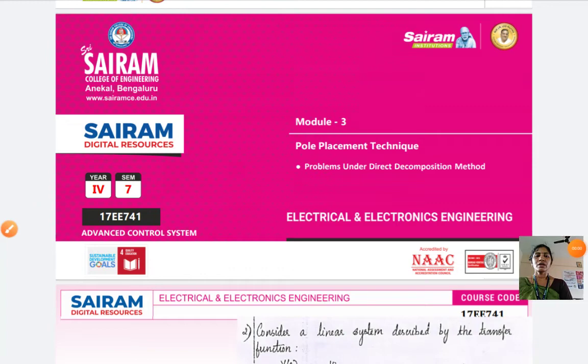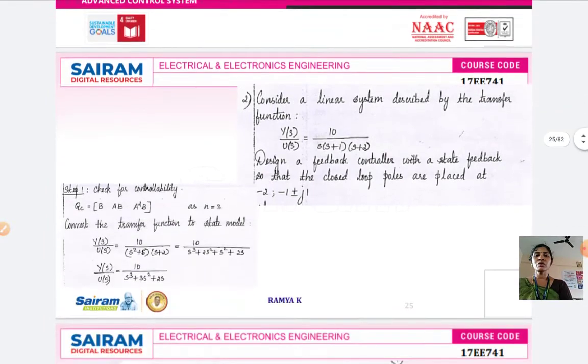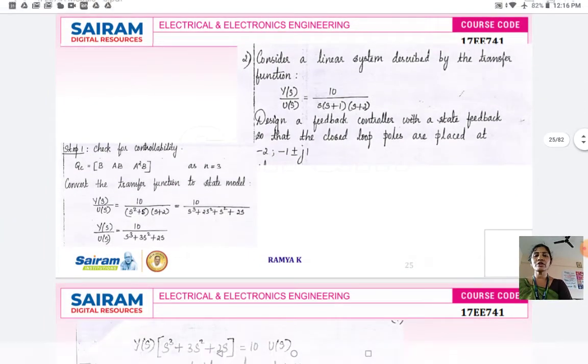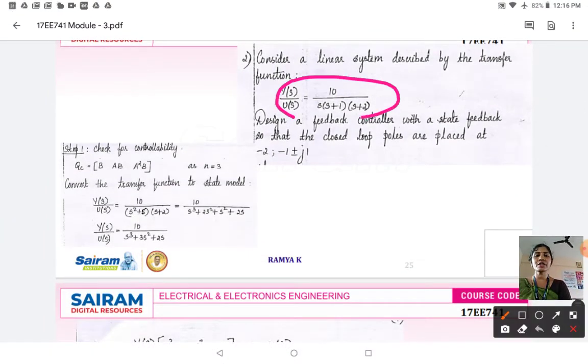Good morning students. In the previous class we solved one problem under the direct decomposition method, where the matrices A and B were directly given in the problem. Now we will see one more problem whose matrices are not given. Instead, they have given a transfer function, that is, y of s by u of s is equal to 10 divided by s plus 1 into s plus 2.